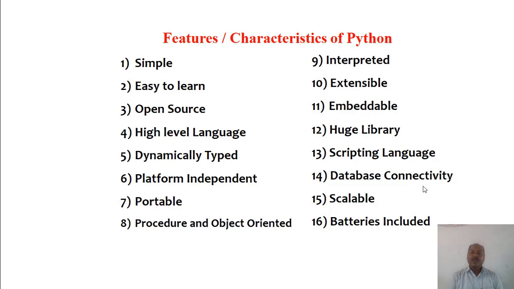We have also seen that Python is an interpreted language. It is extensible: you can add code of other languages within Python. It is embeddable: you can use Python code within other languages. Python contains a huge library, and depending upon the library, we can develop more powerful applications. Python is a scripting language, so we can write scripts like in other languages such as PHP. Python is also used for database connectivity. You can connect your Python application to any type of database.